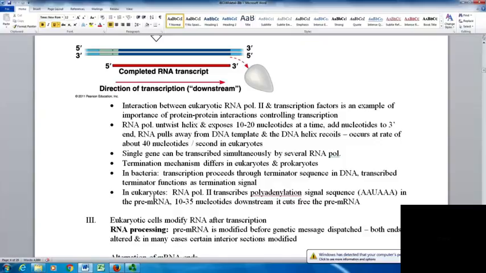The termination mechanism will differ slightly in the eukaryotes and prokaryotes. Bacteria are going to have transcription proceed through a terminator sequence in the DNA. That transcribed terminator itself functions as a termination signal. In eukaryotes, the RNA polymerase II will transcribe a polyadenylation signal sequence. The sequence is AAUAAA, and this will be in the pre-mRNA. 10 to 35 nucleotides downstream, it will cut free the pre-mRNA.